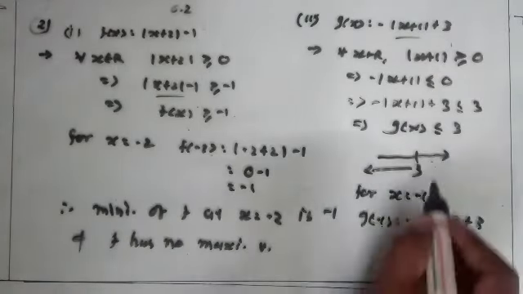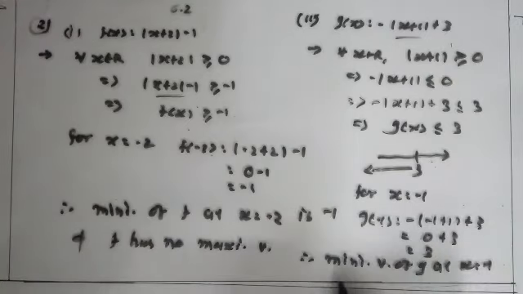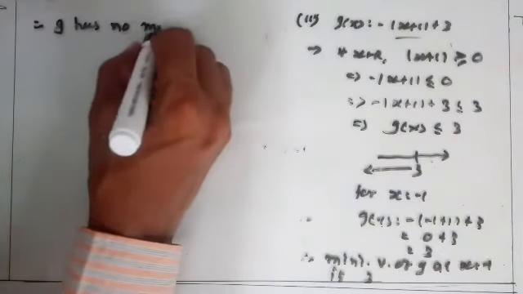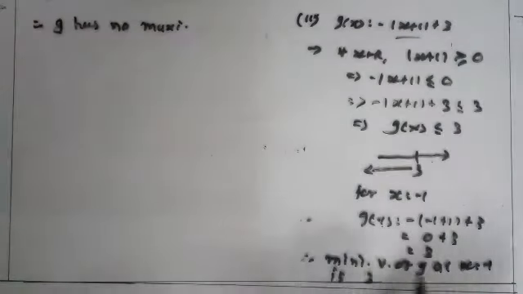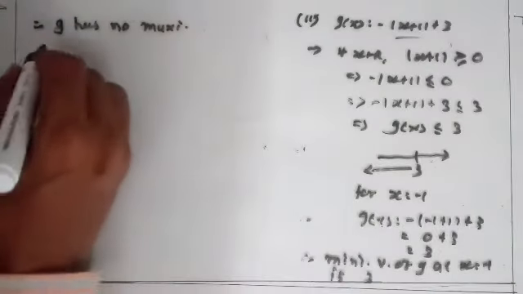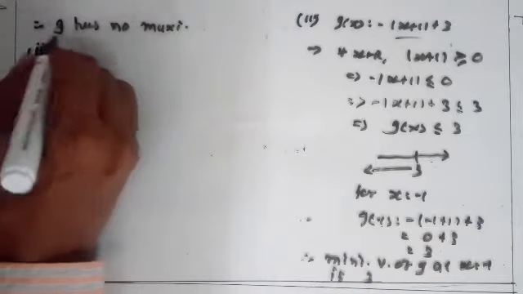Therefore the maximum value of g at x = -1 is 3, and the minimum value is not given. Therefore g has no minimum value. Clear? And the maximum value is 3 at x = -1. Now the next question, the third question.